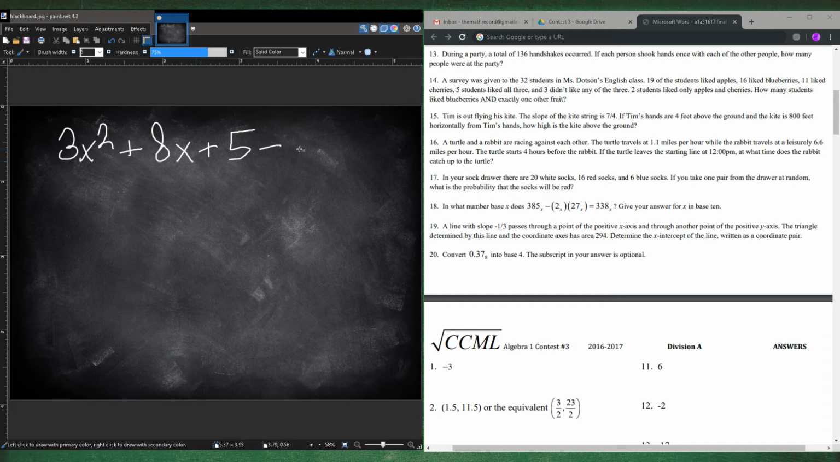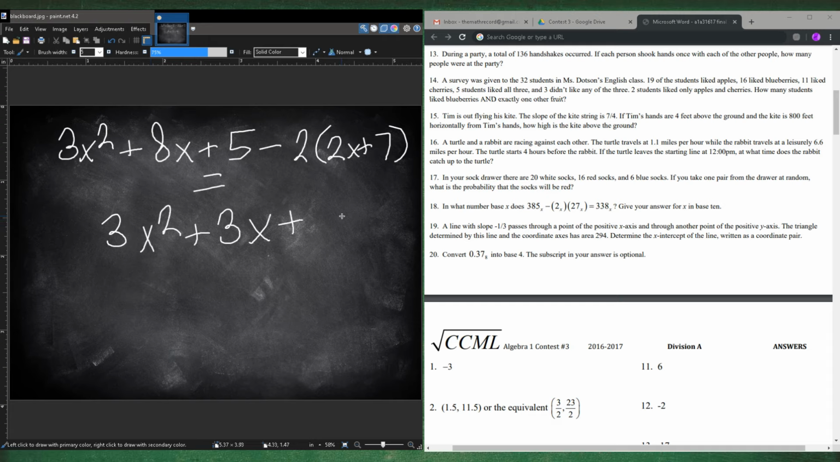And this is just 2 times 2x plus 7. And then that is all equal to 3x squared plus 3x plus 8. So using that idea, we could already cross out some numbers. The 3x squared could already be canceled out. And then from there we get minus 4x, so that's 4x, because 8x minus 4x is 4x. And then you have minus 14, so that makes minus 9.